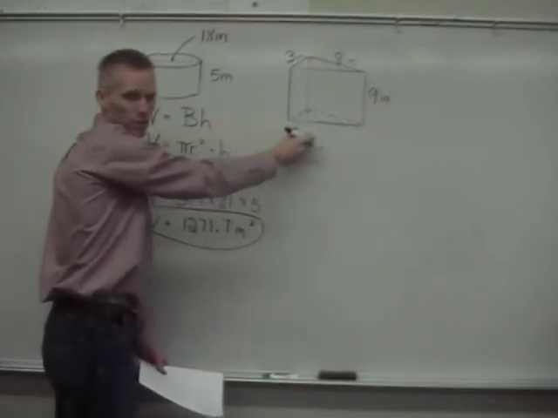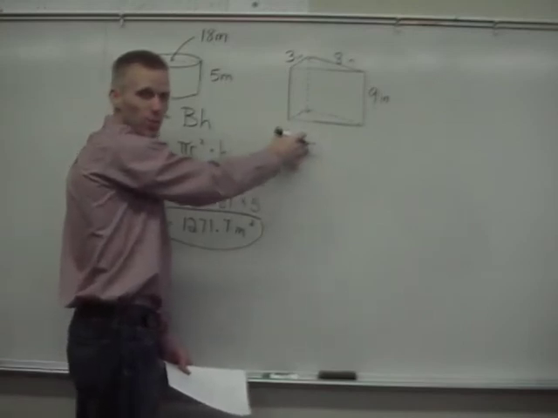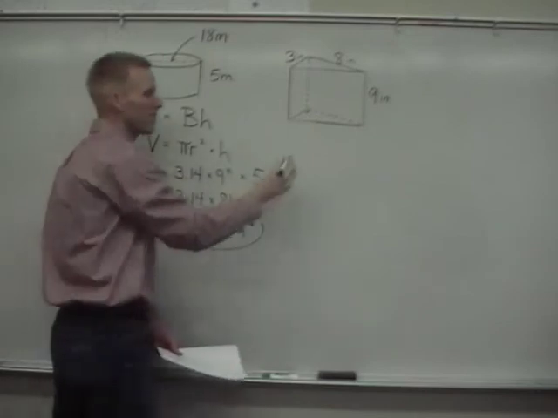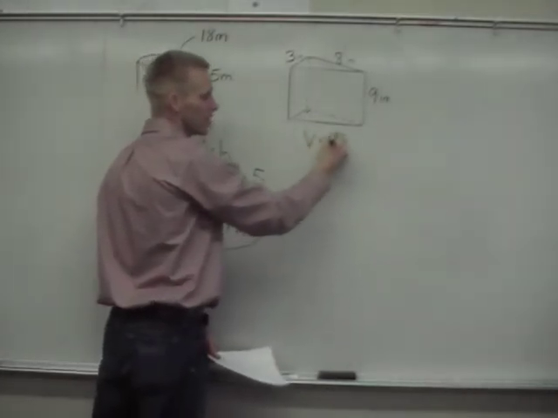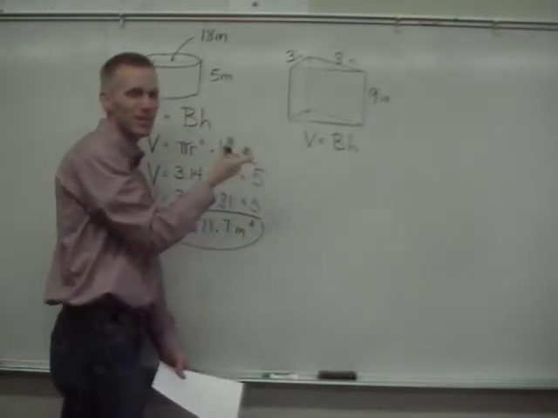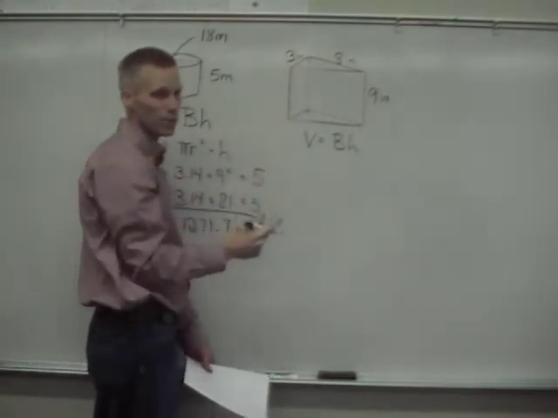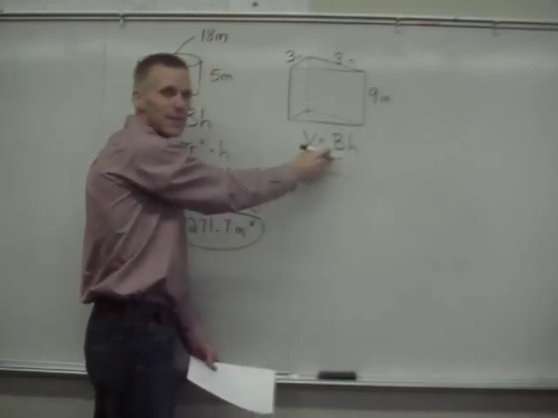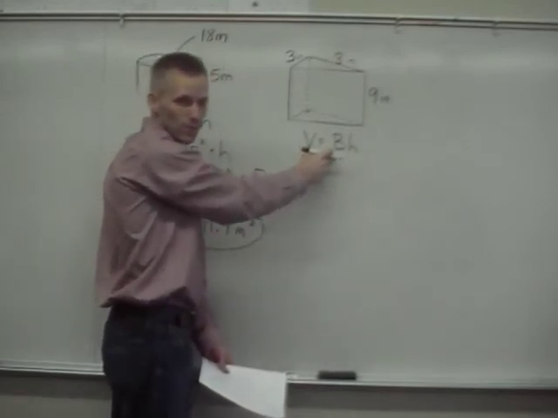Same approach can be made with a triangular prism. Yes, it's going to have a different area of the base, but the volume is still the area of its base times height. Well, this base is a triangle. In fact, it's a right triangle. So we are going to figure out its area by doing base times height divided by 2.